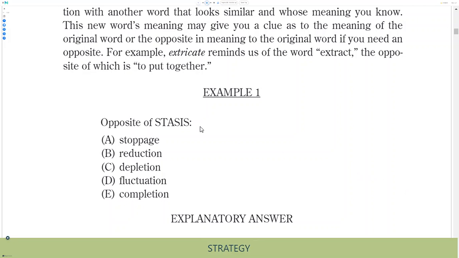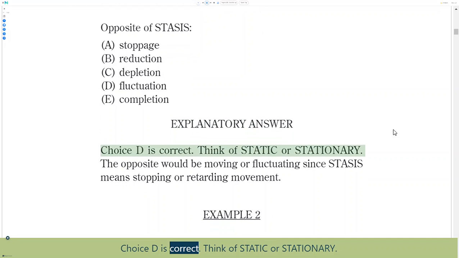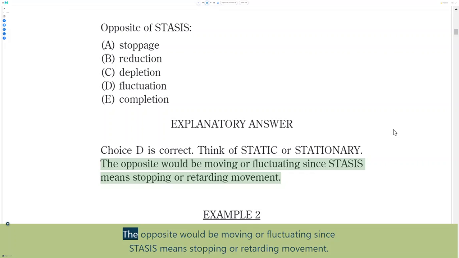Vocabulary. Opposite of stasis. A. Stoppage. B. Reduction. C. Depletion. D. Fluctuation. E. Completion. Explanatory answer. Choice D is correct. Think of static or stationary. The opposite would be moving or fluctuating since stasis means stopping or retarding movement.